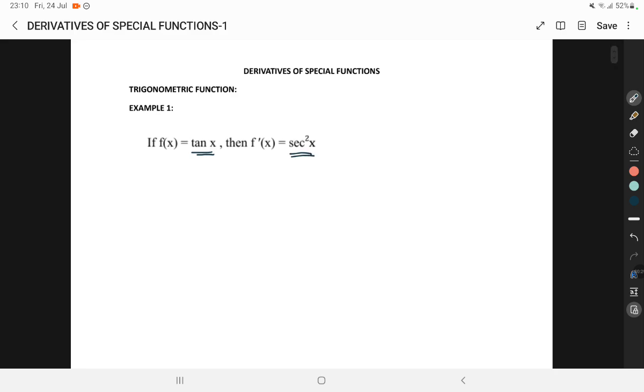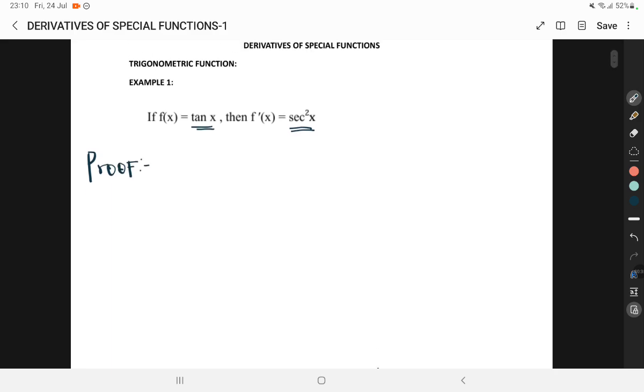So this is a proof, guys. So let's answer this question, right? We know that tan x is the same as sin x over cos x, right? So now here we have what?